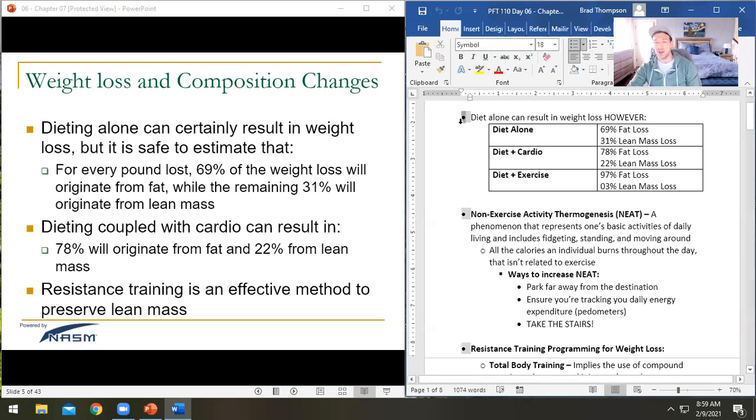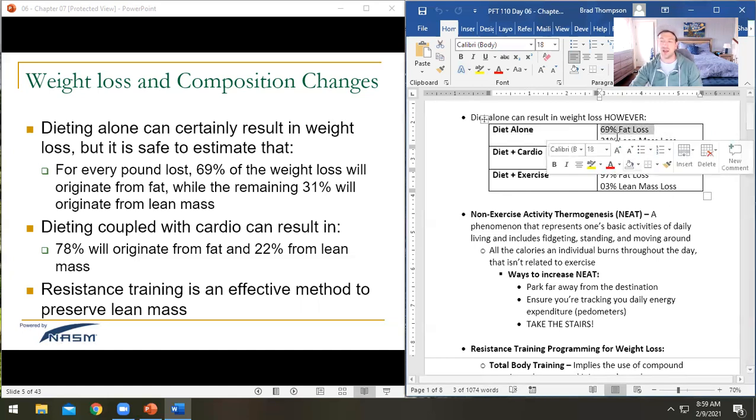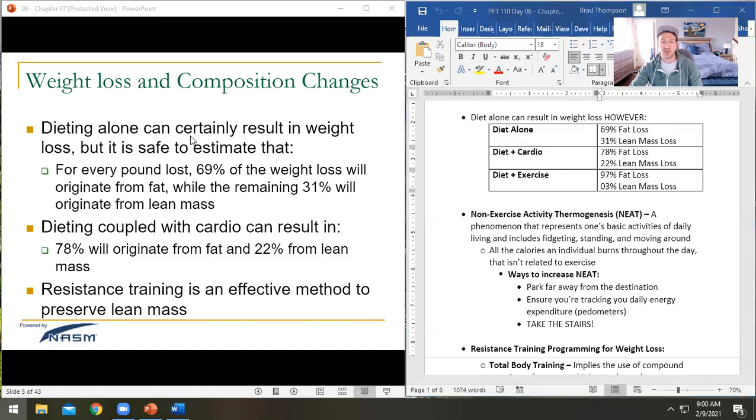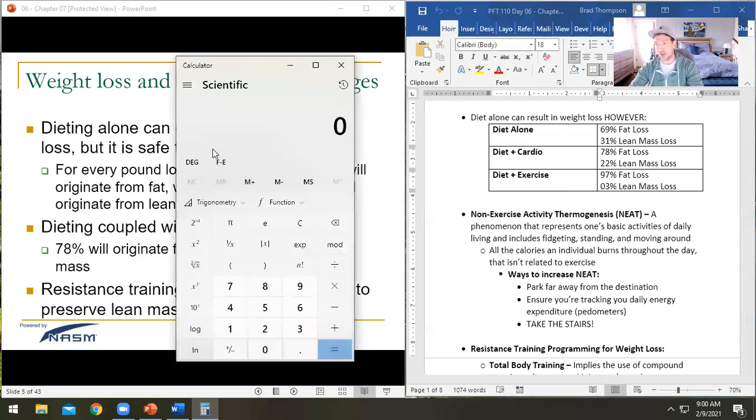So if we diet alone, what we typically see, and these are just some common results, I'm not saying it will always be like this, but we'll often see about 69% fat loss and a 31% lean mass loss. So let's look at a 200-pound client with 20% body fat, right? So 200 pounds, they've got 20% body fat. That means they have 40 pounds of fat, right?